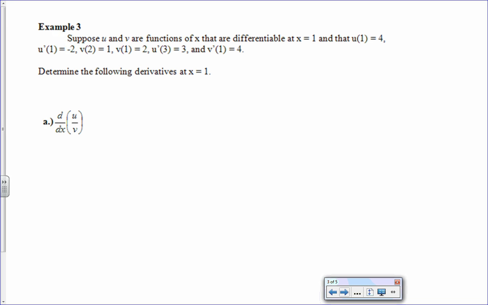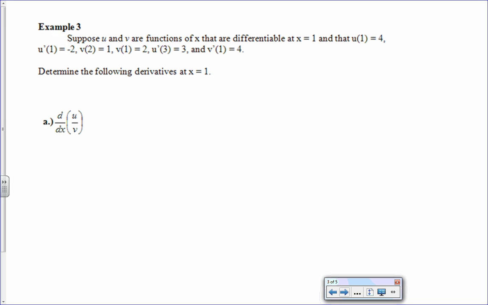Okay, suppose we have u and v. They are some functions. Again, we know they are differentiable at x equals 1. But that's the only point. So maybe at x equals 2, it's not differentiable. What's that mean again, differentiable? You can find the derivative there. All right. So we know that function u, at 1, we get a point of 4.